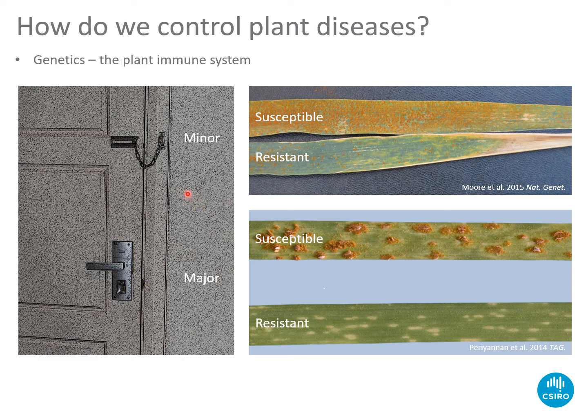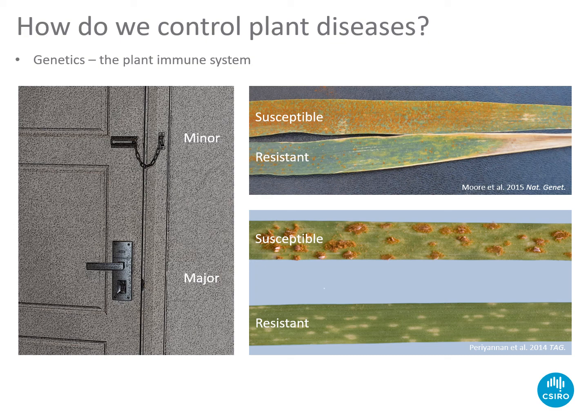So minor resistance genes, whilst they do confer a weaker resistance, quite often they can last a much longer time in the field without being overcome than major resistance genes, and sometimes they can actually confer resistance to multiple different types of pathogens. Major resistance genes, while they do confer a much stronger resistance, they are prone to being overcome more quickly than the minor resistance genes, and quite often they can be very specific to a certain type of pathogen or even a certain strain of that pathogen.